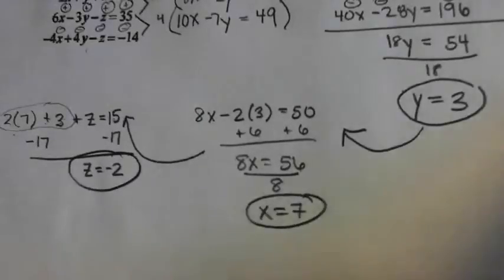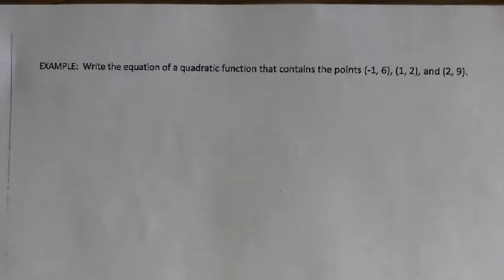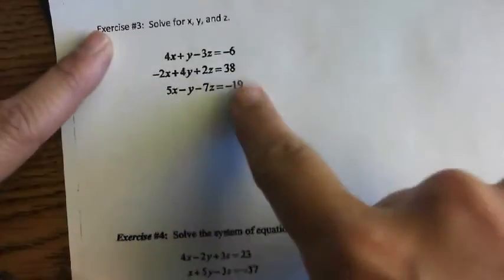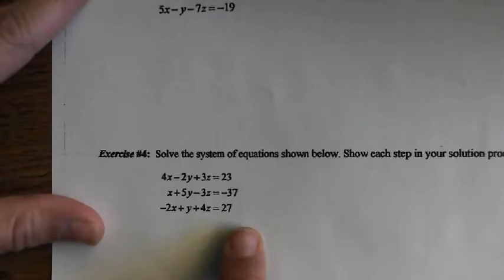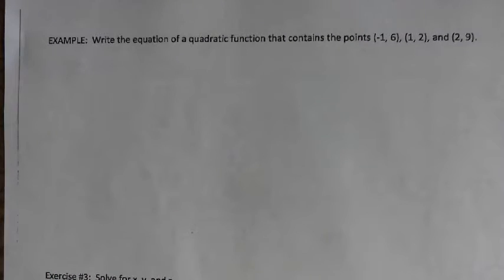Okay, let's flip over. Usually when we've seen these problems on the Regents, they've been pretty straightforward. Look at exercise 3, look at exercise 4. It'll just be exactly the model that we went over in the previous example. The only real application that this will come up in is a situation like this one. Write the equation of a quadratic function that contains the points (-1, 6), (1, 2), and (2, 9).